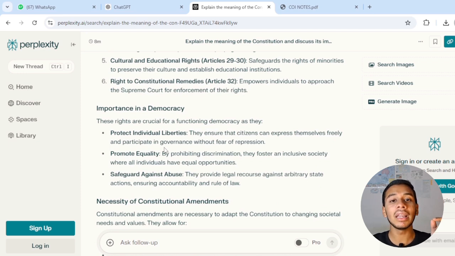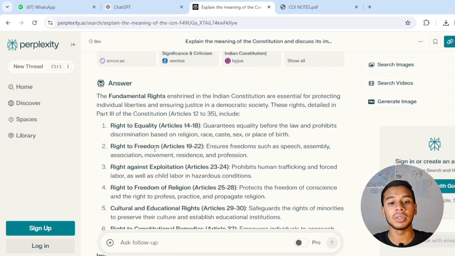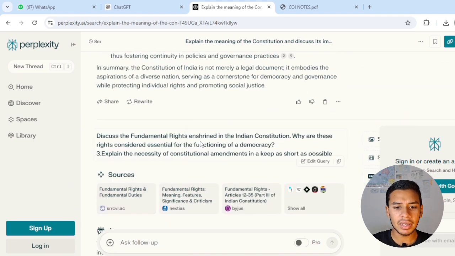The second one is its importance in a democracy: it protects individual liberties. Second, it promotes equality. Third, it safeguards against abuse. In fundamental rights, we all know it's about equality, freedom, exploitation, freedom of religion, education, and constitutional remedies. All these come under the fundamental rights of this set. This is basically done in the fundamental rights in the Indian Constitution and is essential for the functioning of a proper democracy.